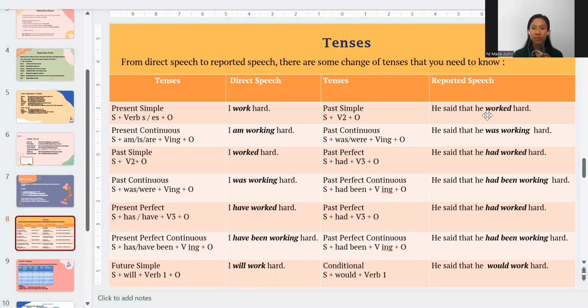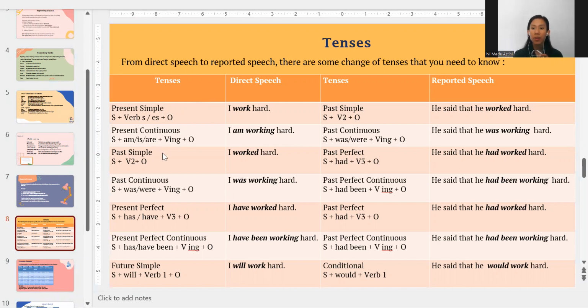There are some changes of tenses also from direct to indirect speech or reported speech. Please have a look at the example here. If you use present simple and you want to change it to a reported clause, it belongs to past simple. And then the present continuous belongs to past continuous.